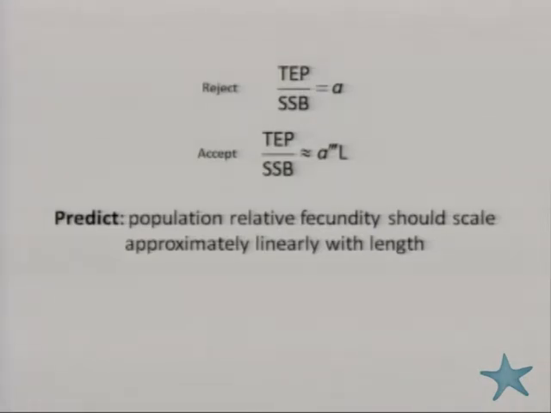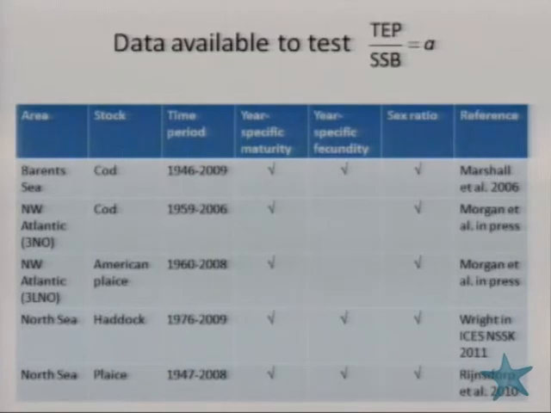So in fact, on theoretical basis, we can reject the assumption at the population level that relative fecundity is constant and invariant, and accept an alternative hypothesis that it in fact scales with length. Well, the great thing is we've got heaps of empirical data to test this as well. We've got a theoretical expectation. Does it hold water when we test it, challenge it with data?